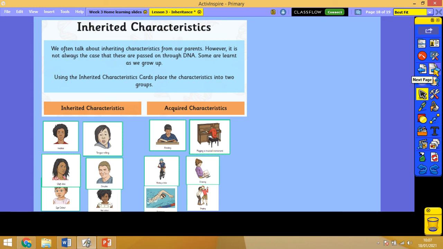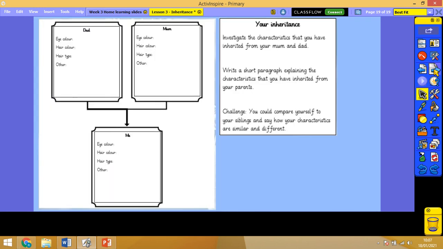And that is today's lesson over. Now, you will recall me saying that you've got a sheet left over. So this is just something a little bit extra that you can do if you like to. You don't have to do this. But it's always interesting to see. So what I'd like you to do is investigate the characteristics that you've inherited from your mum and dad. Okay, and then write a short paragraph explaining the characteristics that you've inherited. Okay, you could compare yourself to your siblings if you're fancying a challenge and say how your characteristics are similar and different.